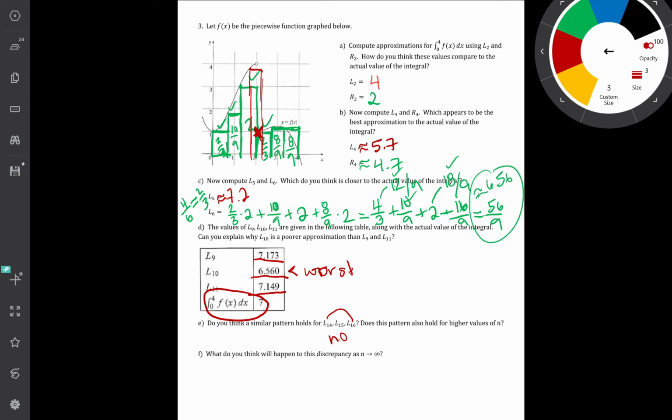As n goes to infinity, I think we should still see that as those rectangles get skinnier and skinnier, we get less and less error because of that silly discontinuity in the middle.